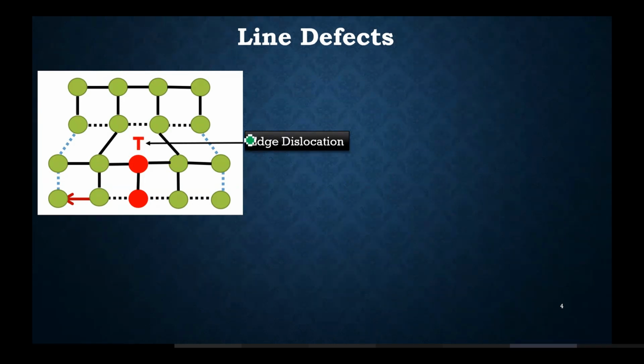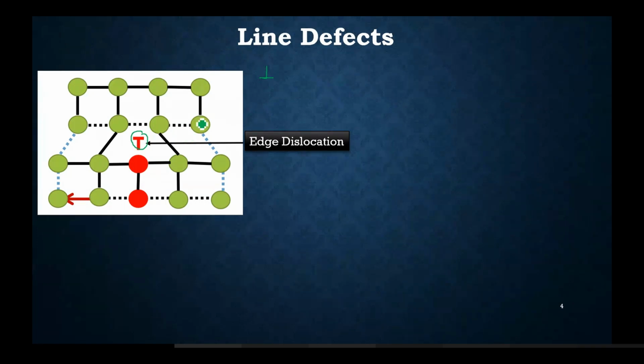Sir, please repeat once more. I'm sorry, my internet had distortion. What I'm trying to say is, what is the symbol for edge dislocation? The symbol for edge dislocation is this sign. It could be visible the way it is to you, or it could be inverted.